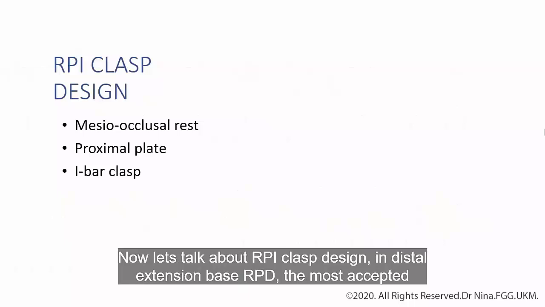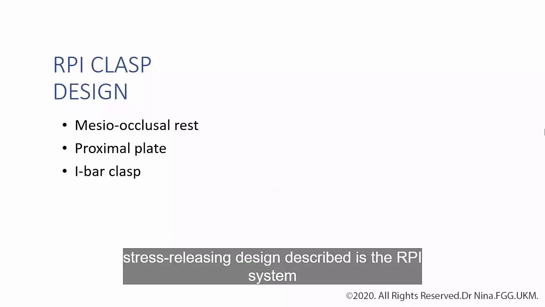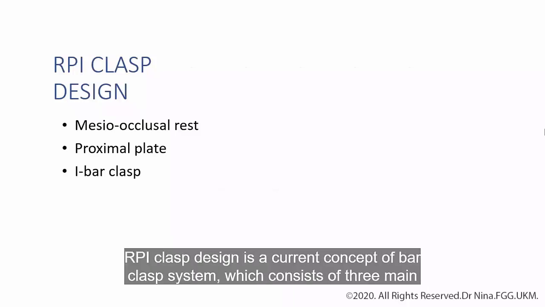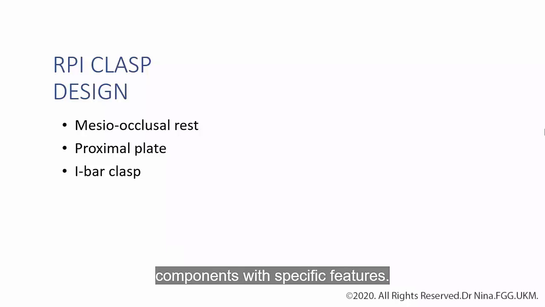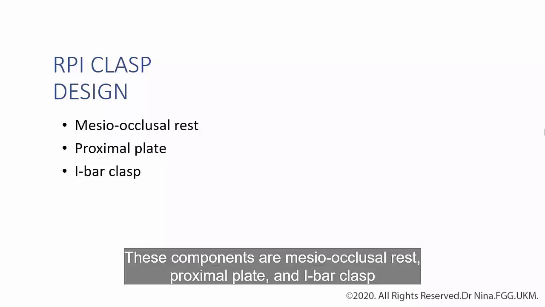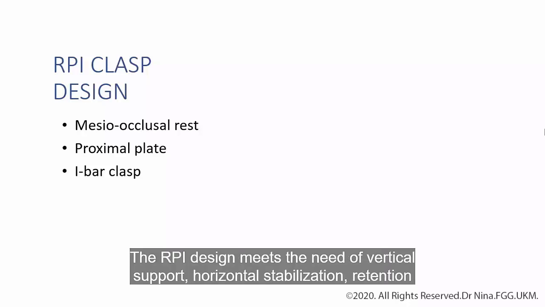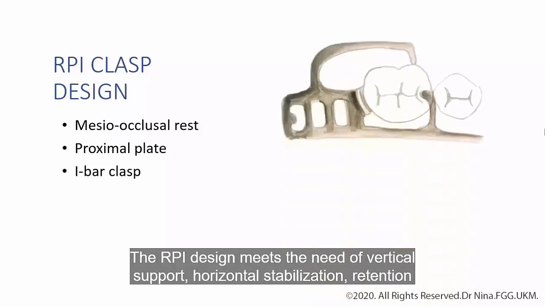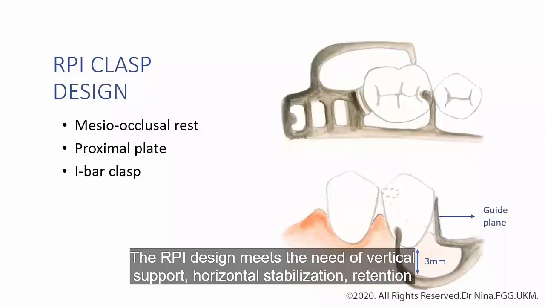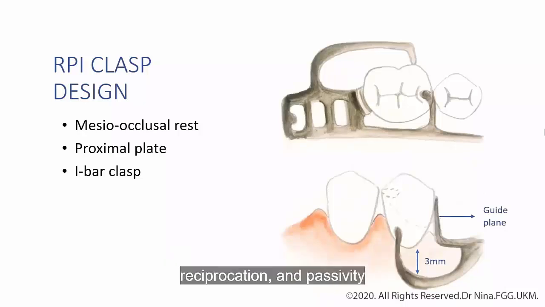Now let's talk a little bit about RPI clasp design. In distal extension-based RPD, the most accepted stress-releasing design described is the RPI system. RPI clasp design is a current concept of bar clasp system which consists of three main components with specific features. These components are mesio-occlusal rest, proximal plate, and I-bar clasp. The RPI design meets the need for vertical support, horizontal stabilization, retention, reciprocation, and passivity.